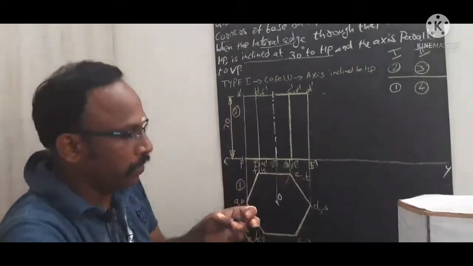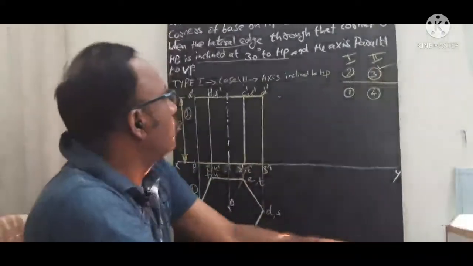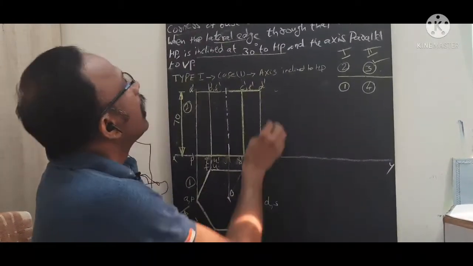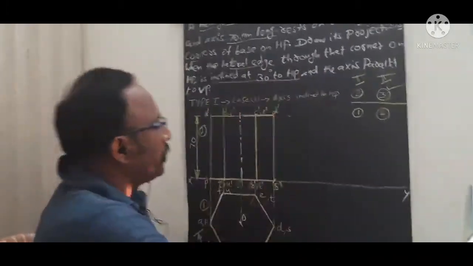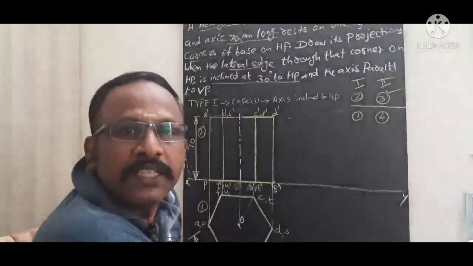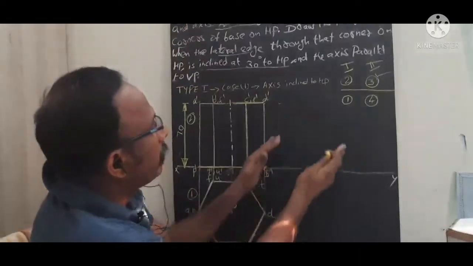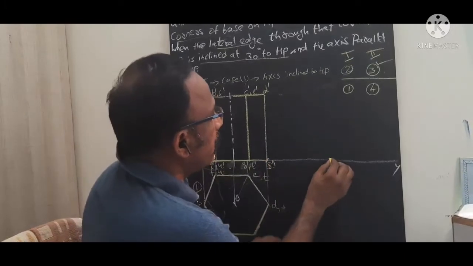Now we are going to the third position. This is the tilting position. Now the corner is resting, so this corner is to be resting. And what are we going to do? The lateral edge is 30 degrees to HP. You can take this corner or this corner to tilt. Normally I will take this corner and keep it like this.